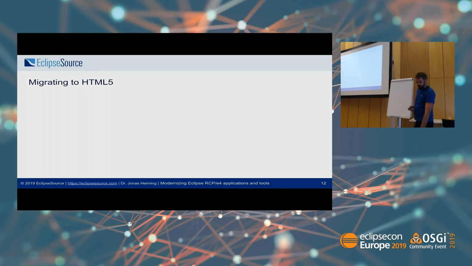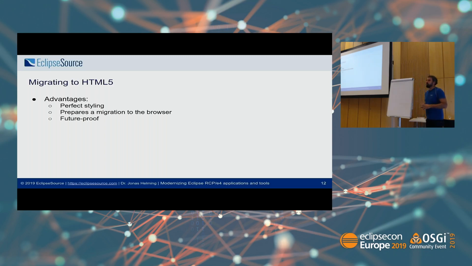At least for free, the browser support in JavaFX is not perfect. In comparison, migrating to HTML. Advantages: perfect styling. I think that's obvious. It prepares a potential migration to the browser. So if you know that in five years you want to be in the browser completely, the efforts of transforming some UI to HTML are not lost, but you can reuse them later. And thereby it's kind of future-proof. The browser and HTML5 is kind of the UI technology today, so it's pretty likely that this is becoming the standard in the future.